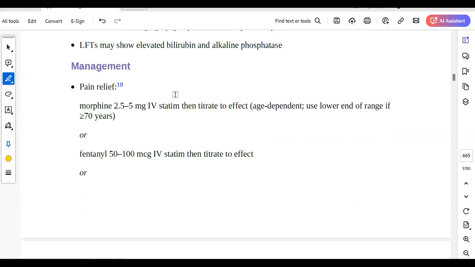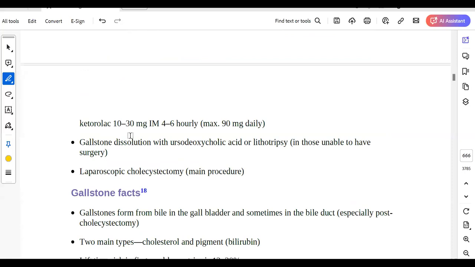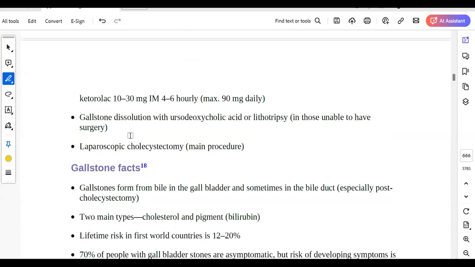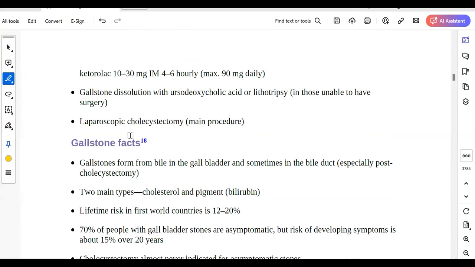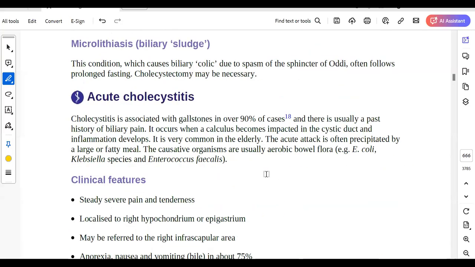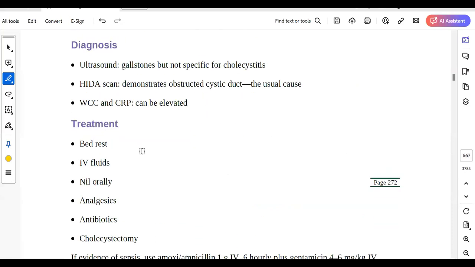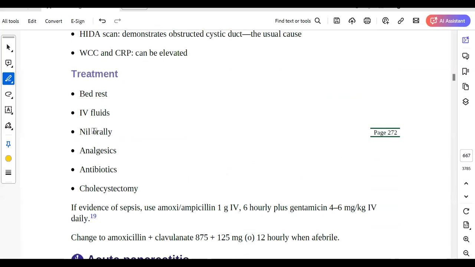First of all, you need to give some pain relief, either morphine, fentanyl, or ketorolac. And then you can also put some IV fluid, nothing per oral. And cholecystitis needs cholecystectomy, laparoscopic, which is the common one at the moment. So patient will need a laparoscopic cholecystectomy. So this is where they have discussed acute cholecystitis. The treatment is bed rest, IV fluid, nothing per mouth, analgesics, antibiotic, and cholecystectomy.